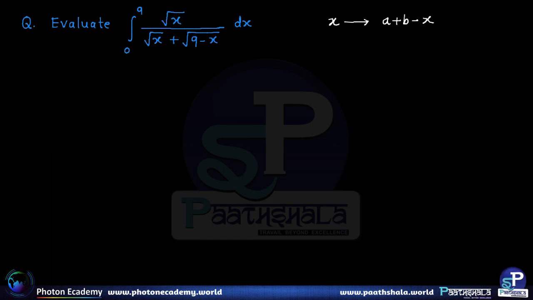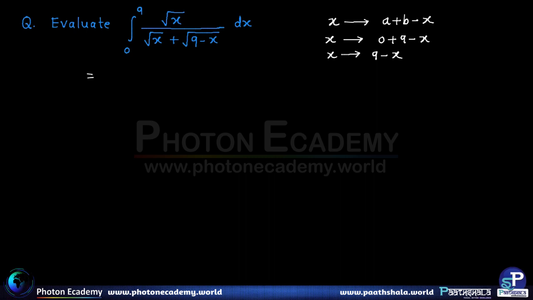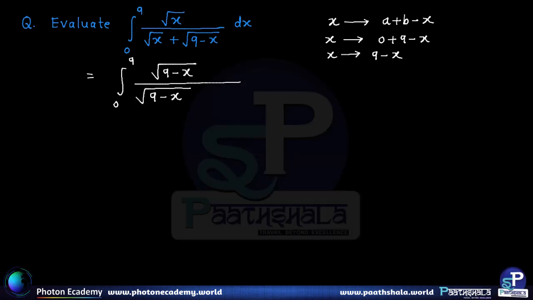In that case the function remains the same. So in our case we can replace x with 0 plus 9 minus x, that is nothing but x can be replaced with 9 minus x wherever we see it. Without changing the limits, the x in the numerator will get changed to 9 minus x. Similarly, in the denominator, x becomes 9 minus x plus root of, here we already have 9 minus x. So in place of x, we must write 9 minus x, dx.